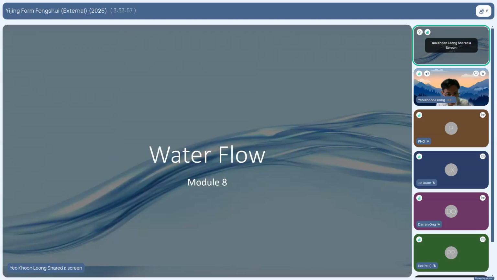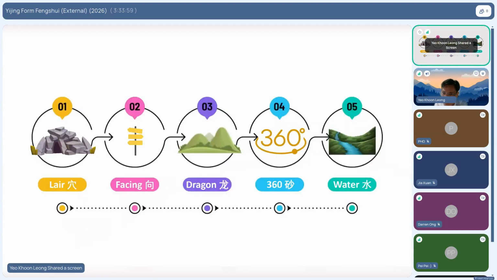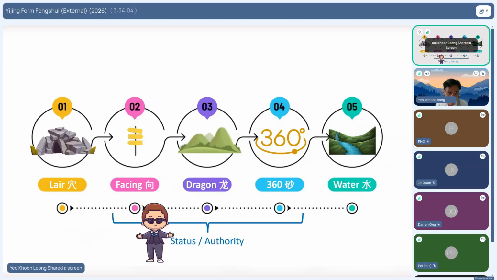Last module, module 8, water flow. So far, we have covered 4 out of the 5 nodes. And we are left with 1, right? So by now, you should already realize the facing, the back dragon, and the 360 sha. These 3 together determine your status, your position, your authority. In simple terms, how far you can go. Okay? But now we are talking about something different.